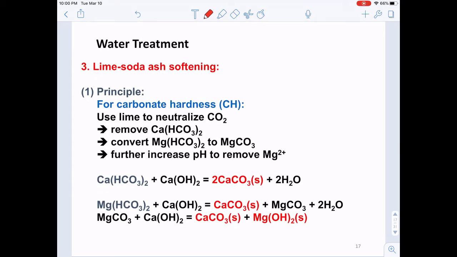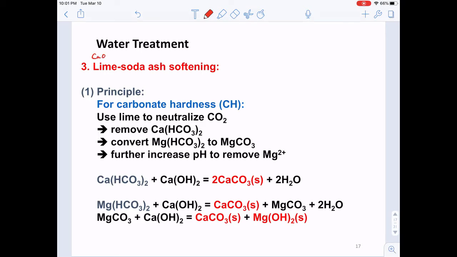And since we can already know the hardness of water, how do we treat the hardness, or how do we soften the water? As I have introduced, we can introduce lime and soda into the water to treat the hardness, or to soften the water. So this method is called lime soda ash softening.